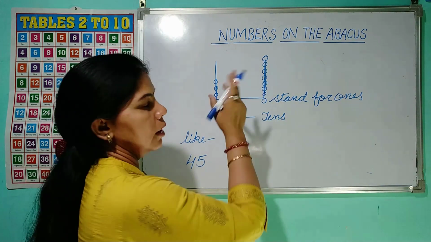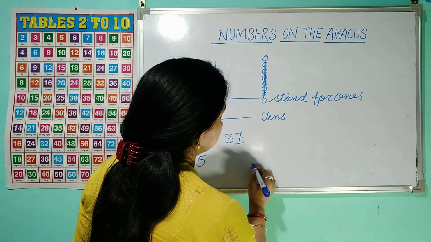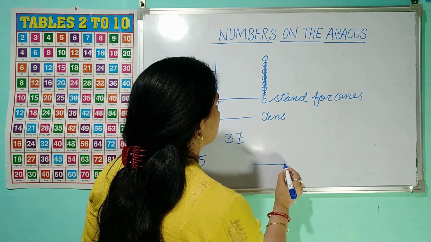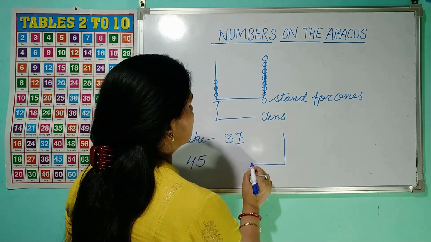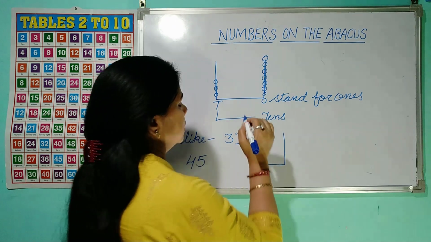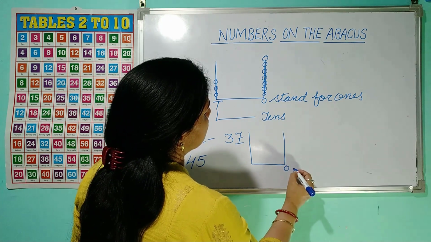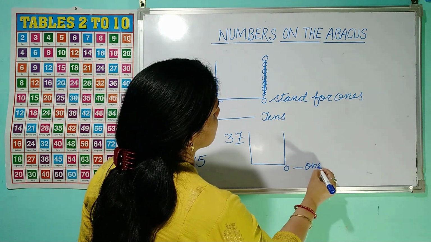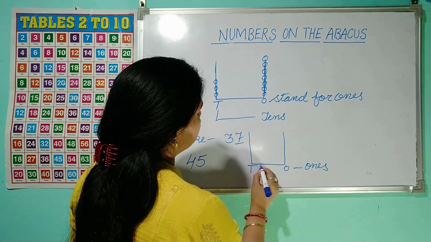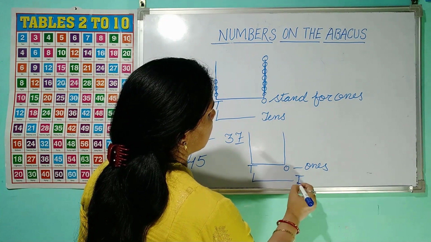ऐसे ही हम फिर से एक abacus ड्रॉ करेंगे. बेसलाइन, 1 spikes, 10 spikes. O stand for ones. T stand for tens.